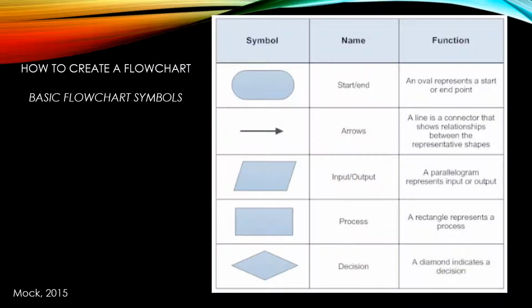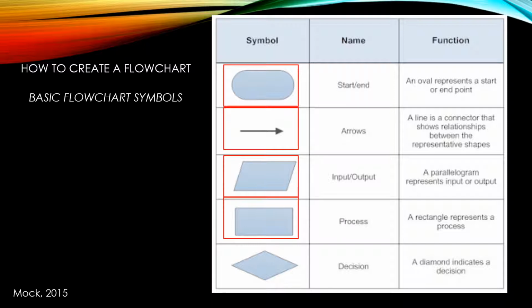Now also in looking at how to create a flowchart, let's look at the basic symbols that are part of the actual flowchart. So these include the oval, which represents the start or the end, the arrow, which connects the relationships between processes, the parallelogram, which represents the inputs and outputs, the rectangle, which represents the actual processes, and the diamond, which represents the decisions.